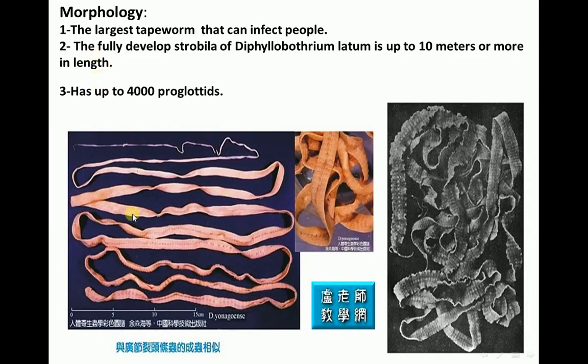Morphology. This parasite is the largest tapeworm that can infect a human. The fully developed strobila of Diphyllobothrium latum is up to 10 meters or more in length, has up to 4,000 proglottids. The anterior portion is provided with a scolex, then the neck region, immature segments, then mature segments, then gravid segments.